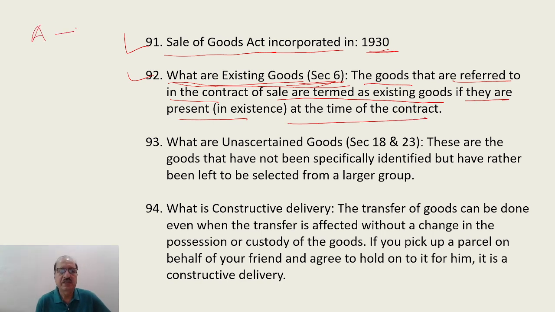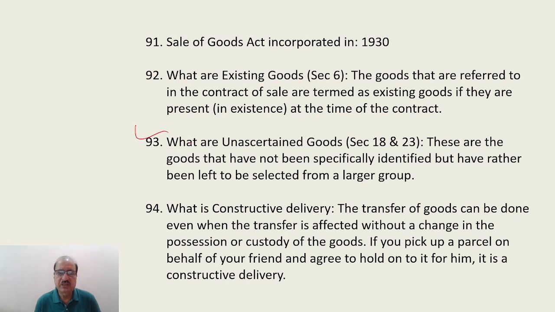Supposedly, A says, I will send you 100 chairs, which are ready, which you can see. Then these are called your existing goods. Ye goods hain, already hain ye. Ki usi pe sale term pe condition pe hua hai, to only those goods have to be sold. So what are existing goods? The goods that are referred to in the contract of sale are termed as existing goods if they are in existence at the time of contract. Jab contract ho raha hai, us samay wo jo goods exist karte hain, to use kehte hain existing goods.